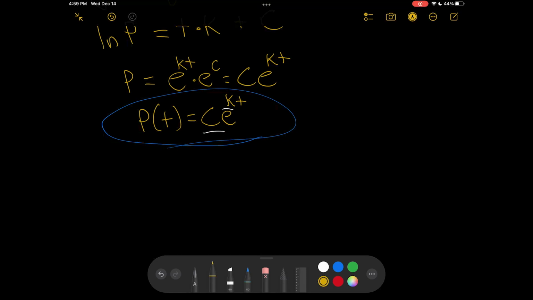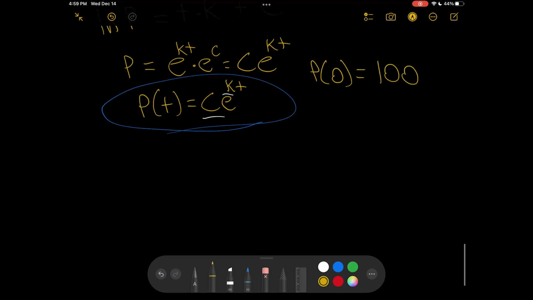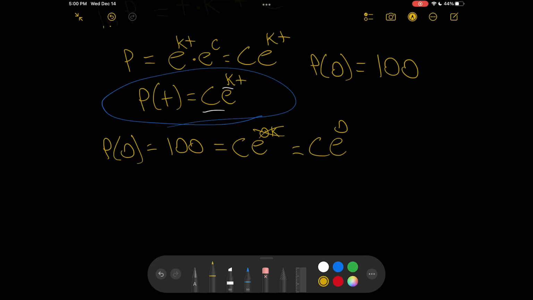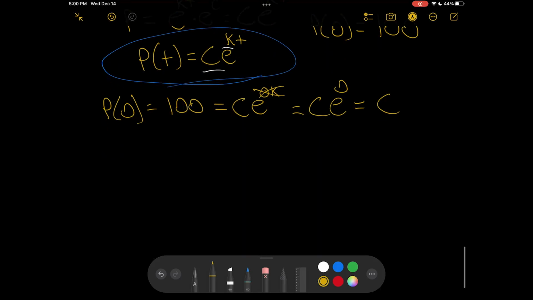So here I'm going to give you two values. Let's say that our population at 0 is equal to 100. So let's say we have 100 people at time 0. So now we need to find c or k based on this value. So we have p of 0 is equal to 100, which is equal to c times e to the 0k power. Anything times 0 is 0, so we just have c e to the 0 power, and anything to the 0 power is 1, so this is just c. So c is equal to 100, and c is our initial population. So if we rewrite our equation now, we have p of t is equal to 100 e to the kt.